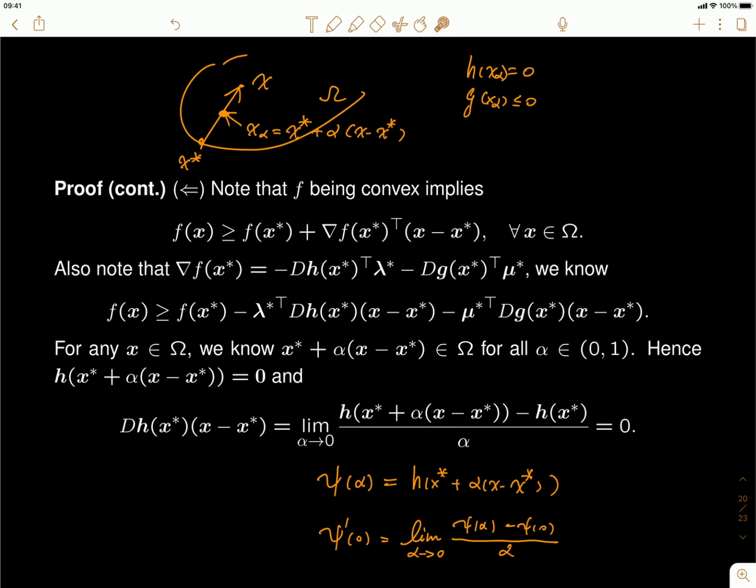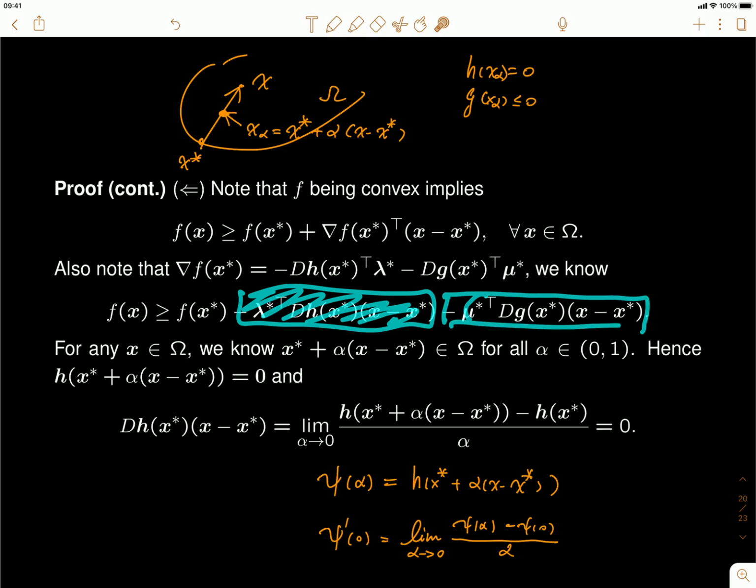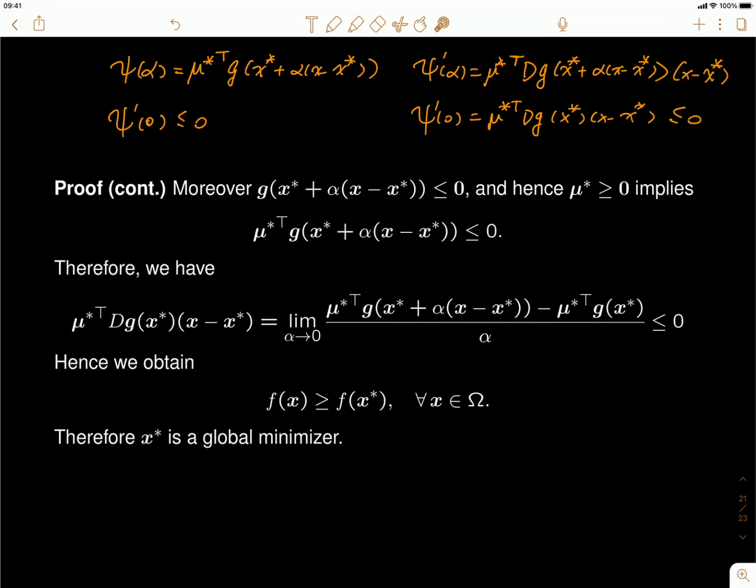So now if this term is less than or equal to 0, I know that here this term is gone, as we just showed. This being not greater than 0 means that this whole thing will be greater than or equal to 0. So I know that the right hand side is f of x star plus something non-negative, and it must be greater than or equal to f of x star. Now what we showed is that for any x in omega, f of x is greater than or equal to f of x star, and that means x star is a global minimizer. Okay, so that completes the proof.